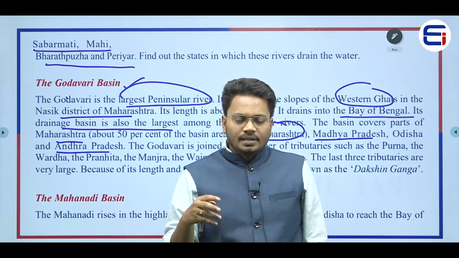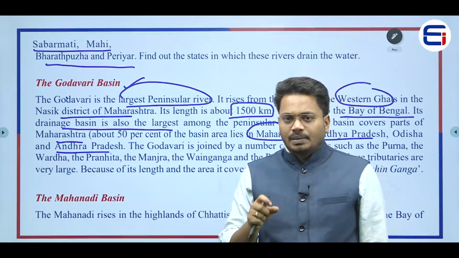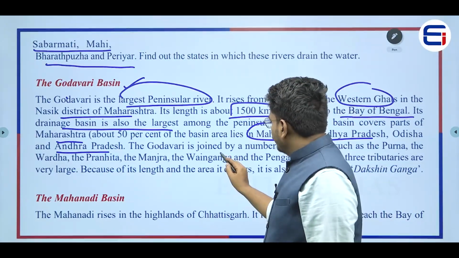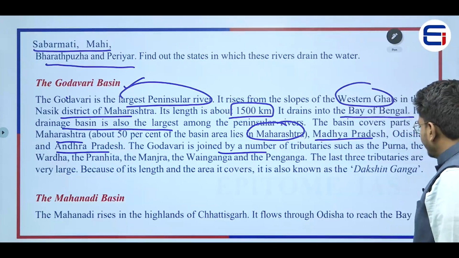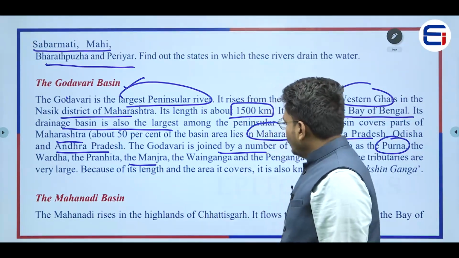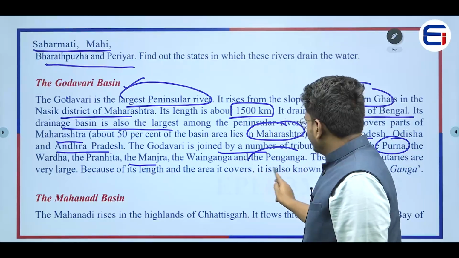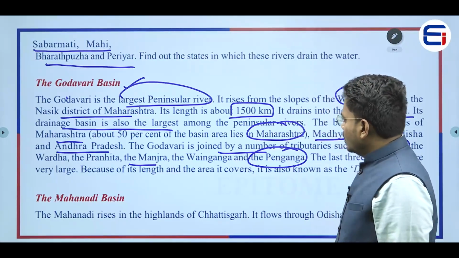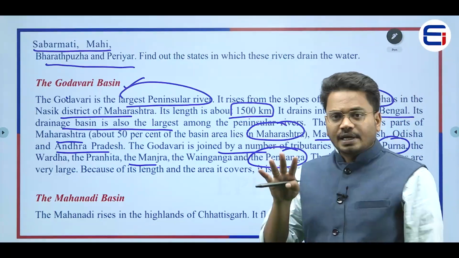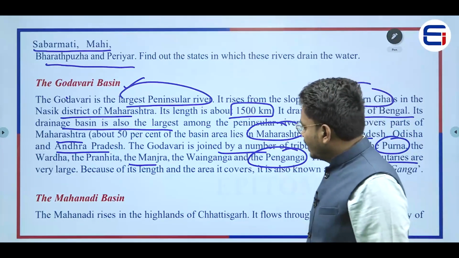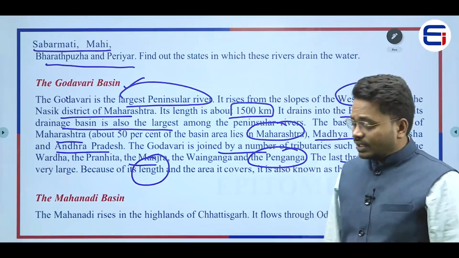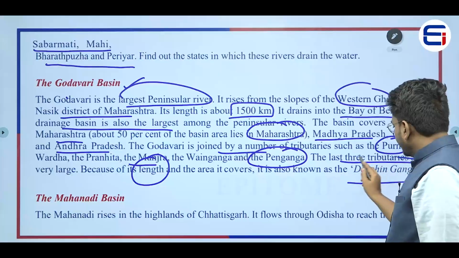Now, in modern day, this particular Godavari basin can be seen in Telangana, right? Telangana plus Andhra Pradesh. The Godavari is joined by a number of tributaries such as Purna, Vardha, Pranahita, Manjra and Vaiganga and Penganga. So, these are the tributaries of Godavari river, and the last three tributaries are very, very larger when compared to the other tributaries, and because of its length and the area it is covering, this particular river is called as Dakshin Ganga, right?